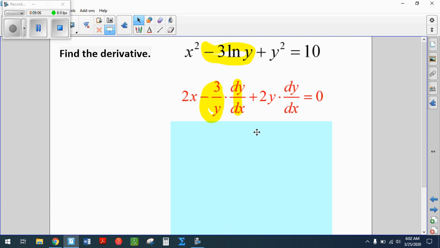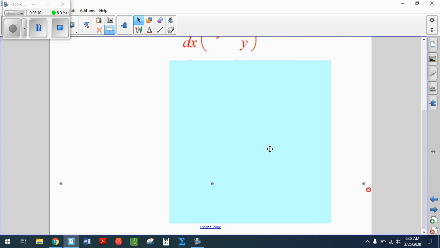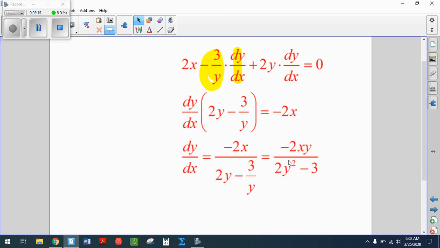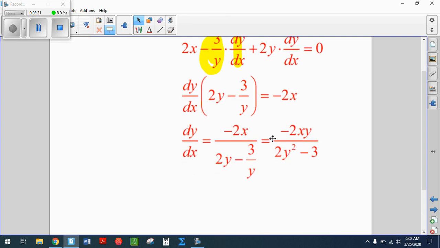Into your next step, you factor the dy dx out. Brought the 2x over to the right. We divide, clean up that complex fraction, and you're done.